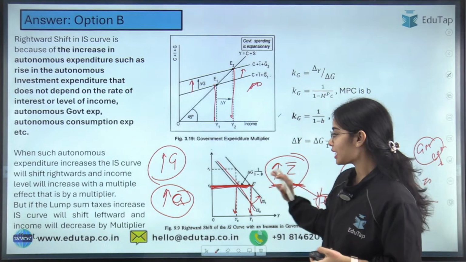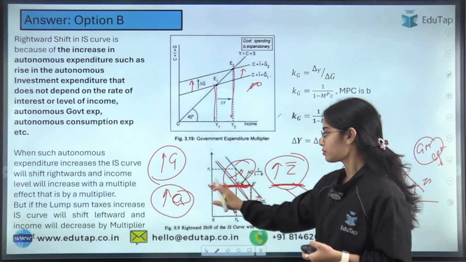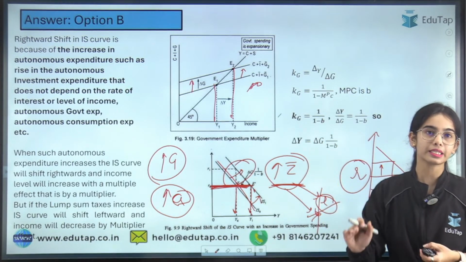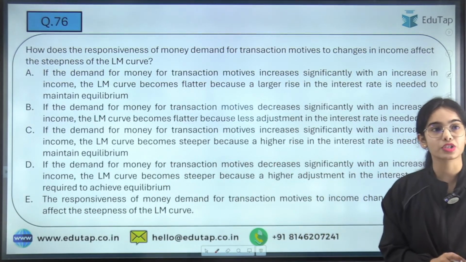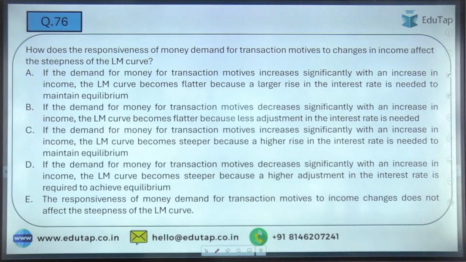Okay, so if they are increasing, there is a rightward shift in the IS curve, or if there is a decrease in taxes, a rightward shift in the IS curve. Now coming to the next question, read it carefully and try to answer this.